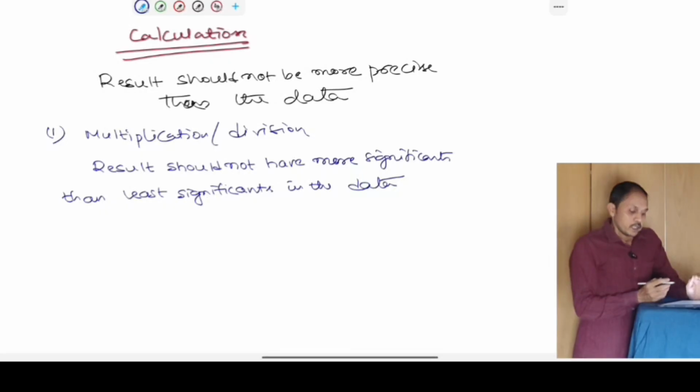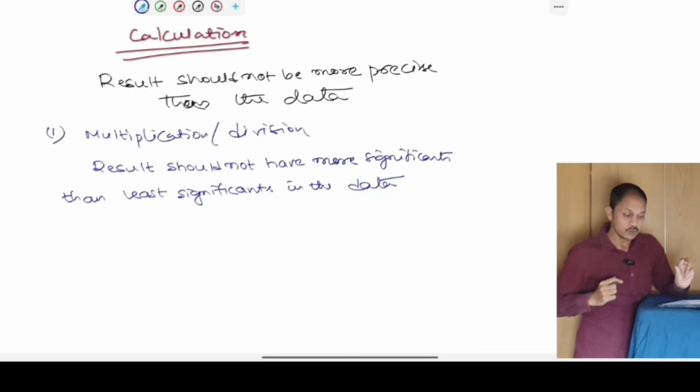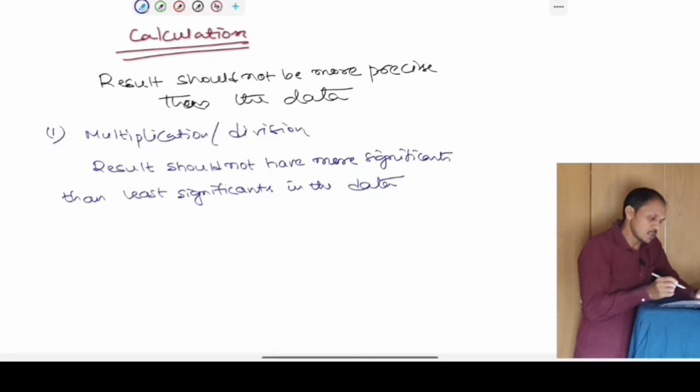So in the data, let's check how many numbers are given, and in each number, how many significants there are. Now identify the least significance among them. The result should have the same as that one. Okay, it can have less also, but not more. That's it. Let's take an example.